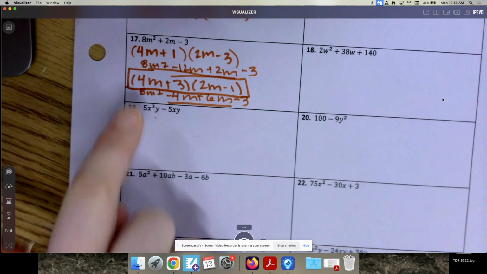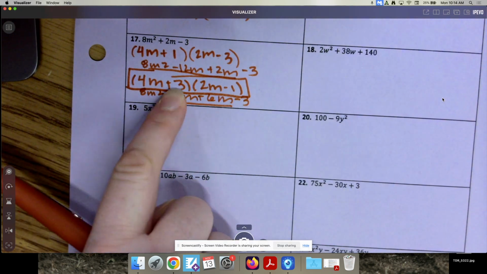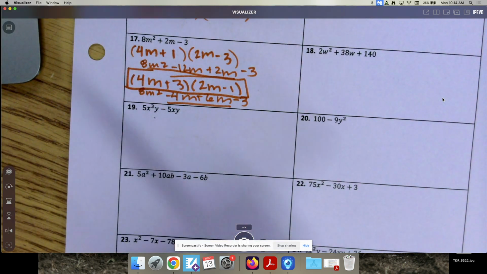Make sure you guys are boxing in your final answer. Remember, your foiling is not your answer. Your foiling is you just checking it.